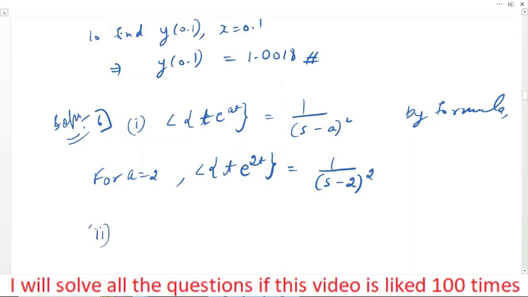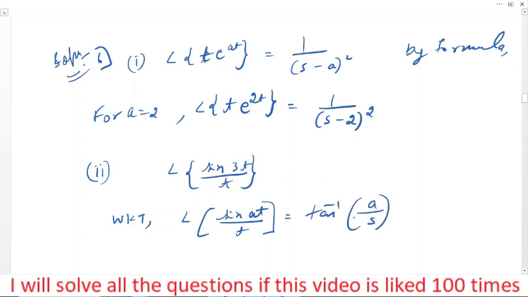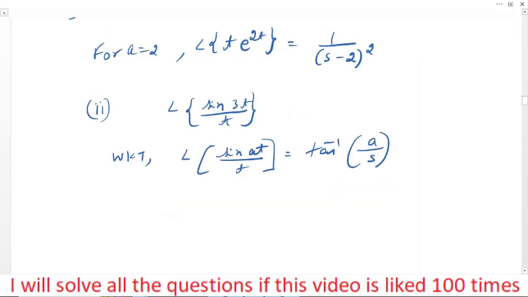I'll take Part 2. In Part 2, I want to calculate the Laplace transform of sine 3t divided by t. As we know the formula, what is that, students? Laplace transform of sine at divided by t is tan inverse a by s. So you know a now. For a, I will substitute. Therefore, a is equal to 3. Now I will substitute in the formula.